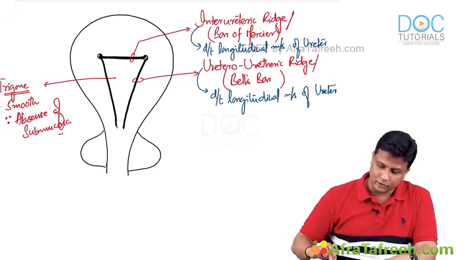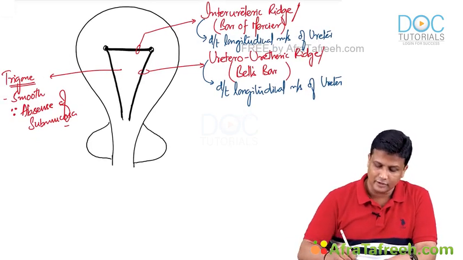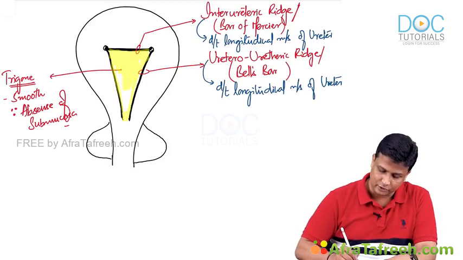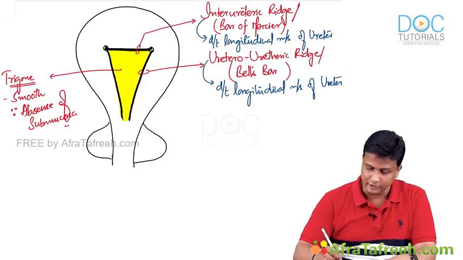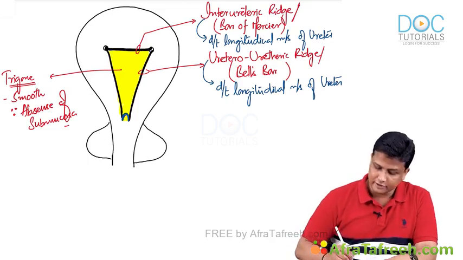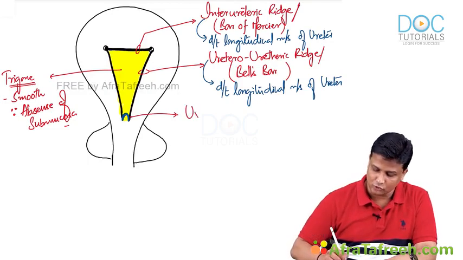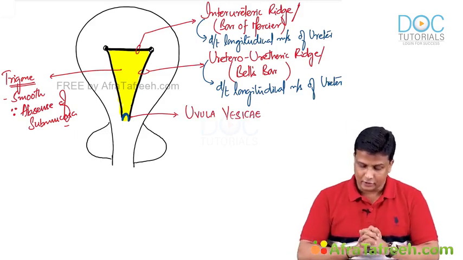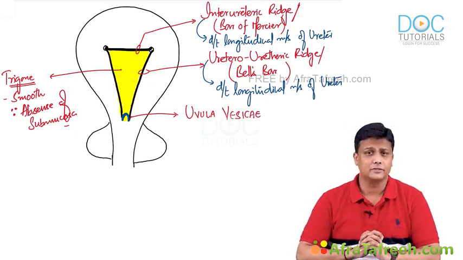Now, after that, one more important thing to remember here. If you look at the apex of this trigone, this is the trigone here. This is the trigone of the urinary bladder over here. Now, if you just look at the apex of the trigone here, near the apex also you'll be able to appreciate one more elevation here like this. And that elevation near the apex of the trigone is referred to as uvula vesicae. So uvula vesicae, you're able to appreciate there near the apex of the trigone.